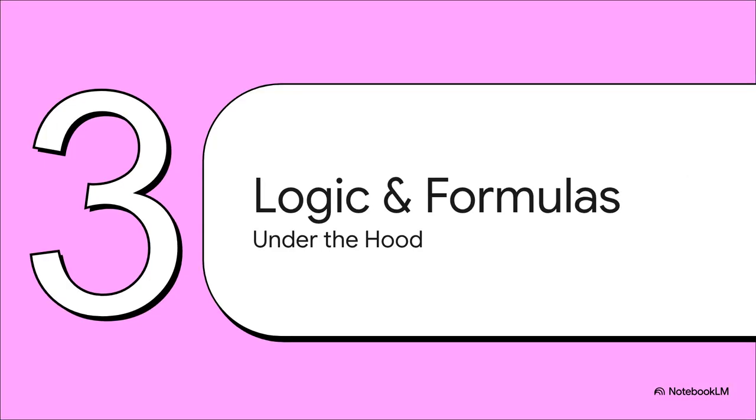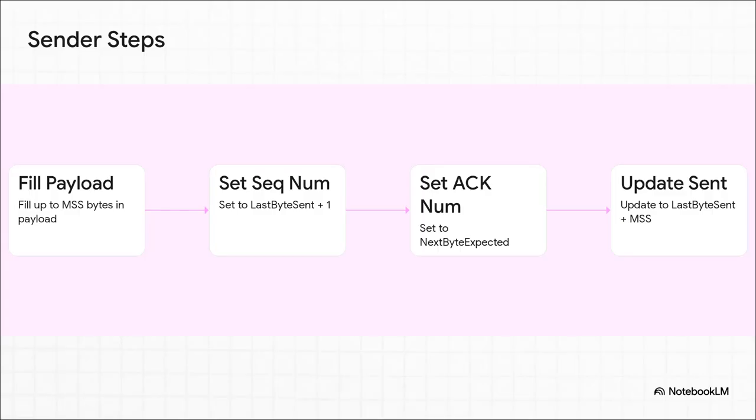Okay, moving to Section 3, Operational Logic and Formulas. It is time to look under the hood and watch this engine actually run. Let's just walk chronologically through the math here. When TCP wants to transmit a segment, it first fills the payload with up to MSS bytes. Next, it stamps the TCP header with a sequence number, which is calculated simply as last byte sent plus 1. Then, it sets the acknowledgement number to whatever it expects to receive next. And finally, the sender updates its last byte sent variable by adding the MSS to it. That way, it's perfectly locked and loaded for the next batch.